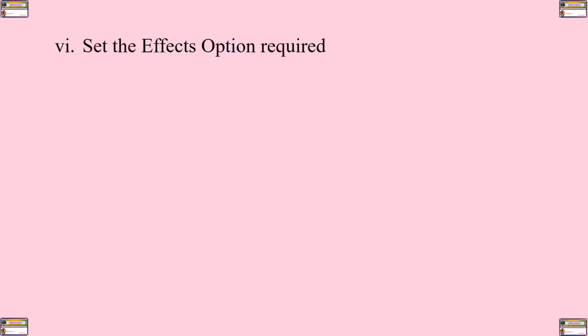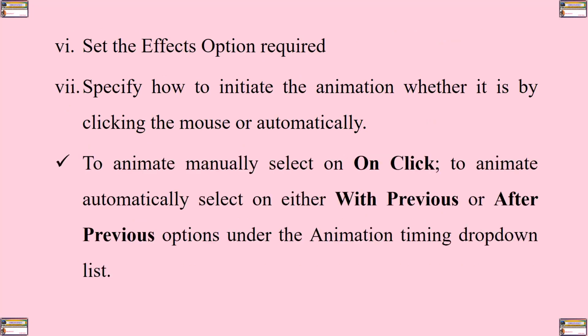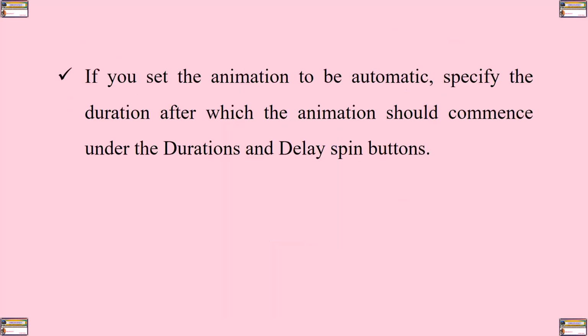Set the effects option required. Specify how to initiate the animation, whether it is by clicking the mouse or automatically. To animate manually, select on click. To animate automatically, select either the with previous or after previous options in the animation timing drop-down list. If you set the animation to be automatic, specify the duration after which the animation should commence in the duration and delay spin buttons.